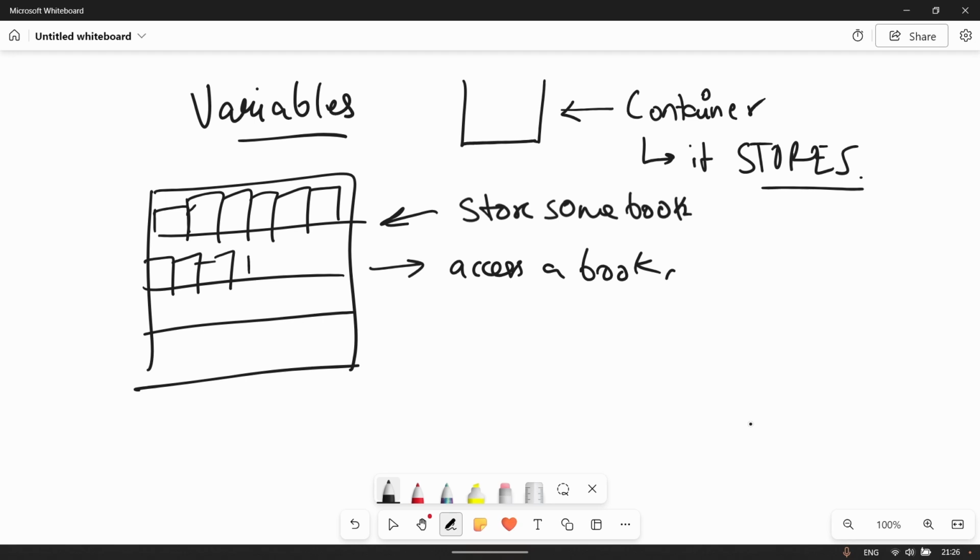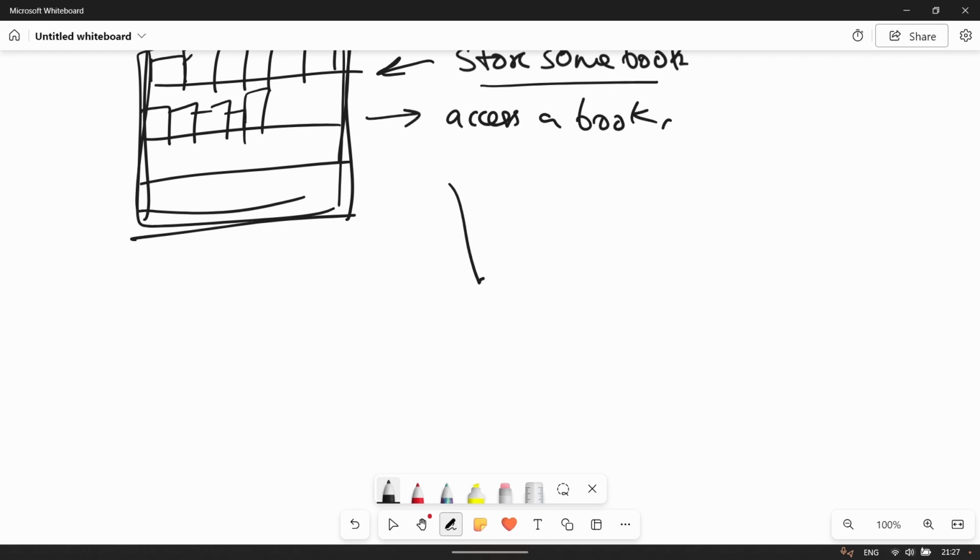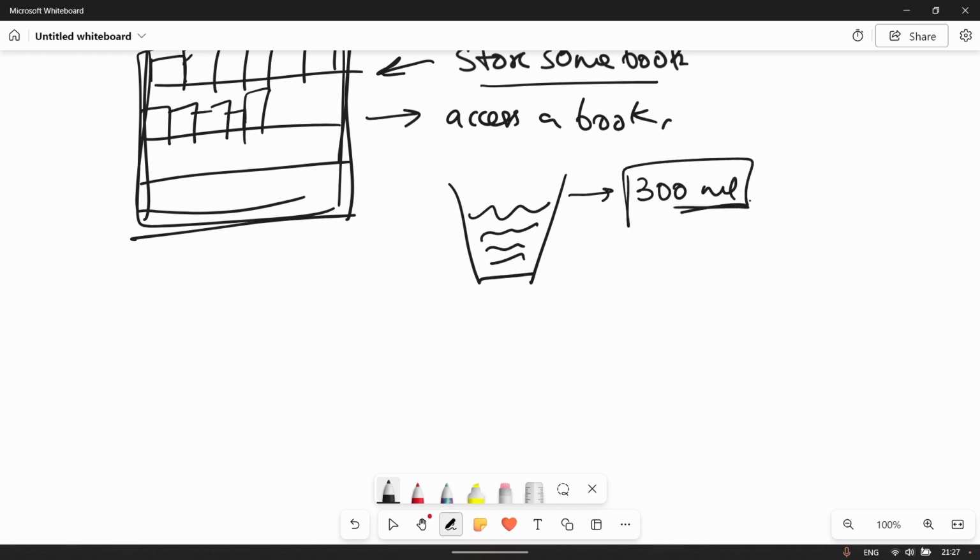Now I can translate this definition to classes and objects as well, but think of this in a very crude manner. What does this bookshelf allow me to do? It allows me to store some books, and if I want to get some book, I can go to this bookshelf and take out whichever book I want. Similarly, let's take an example of this glass which contains water. Let's say this glass is about 300 ml. It does not matter what the unit is, but you should know this glass is small. That is what I want to depict. So what is this storing? This is storing some water or some sort of liquid.